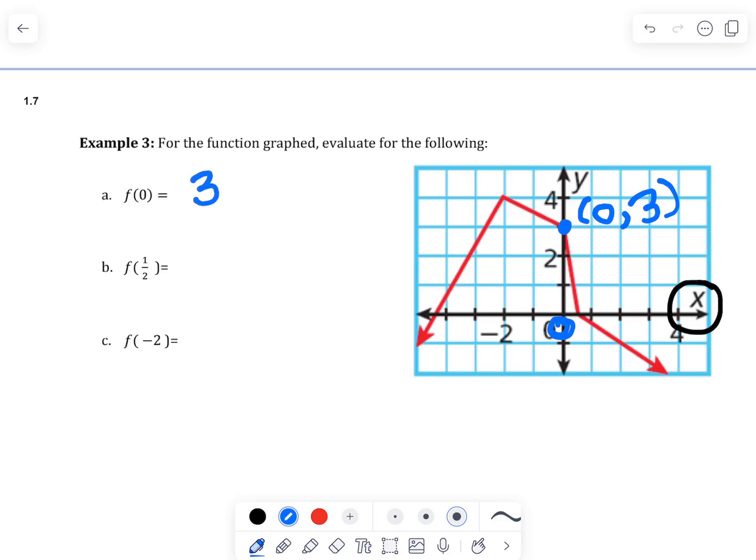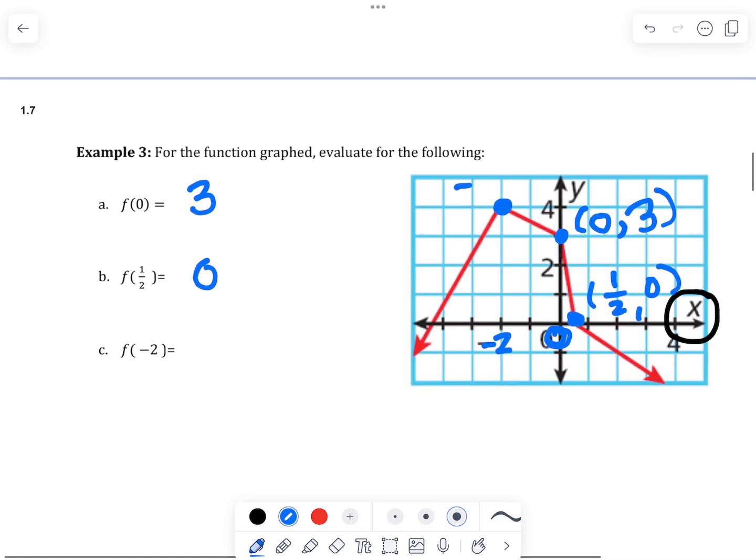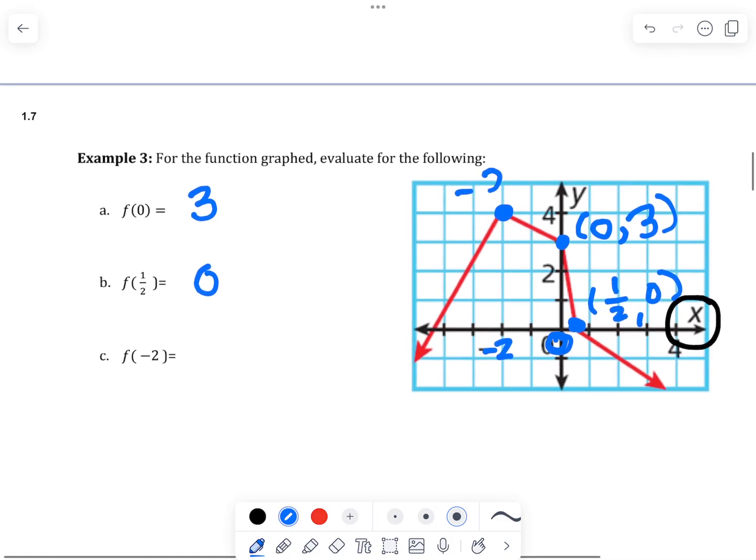Now we're going to go to 1/2. So we go on our x-axis to 1/2. Here's 1/2. And there, find that red curve. So the ordered pair is over 1/2, up 0. So our output is our y, 0. F of -2. So here's -2 on the x-axis. We go up and find that curve, the red curve. What is that ordered pair? -2, 4. So the output is 4.